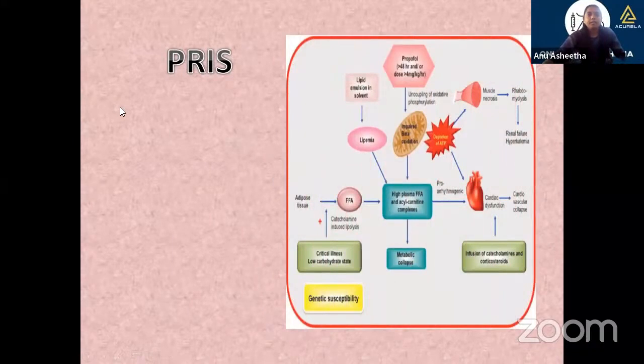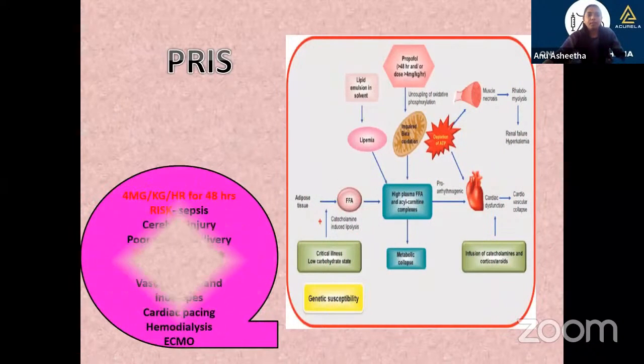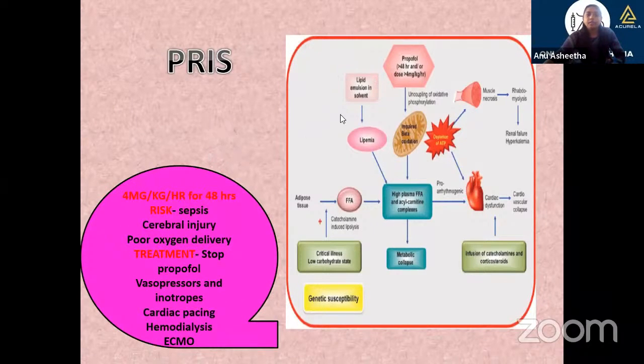Now, propofol related infusion syndrome. When does it occur? It occurs if you give propofol at a rate greater than 4 mg per kg per hour for 48 hours. So it is highly seen in sepsis patients, cerebral injury patients, traumatic brain injury, and poor oxygen delivery patients. What is the mechanism? They cause uncoupling of oxidative phosphorylation, hence they cause muscle necrosis, rhabdomyolysis, renal failure, and hyperkalemia. Rhabdomyolysis is the hallmark of PRIS, along with renal failure and hyperkalemia.